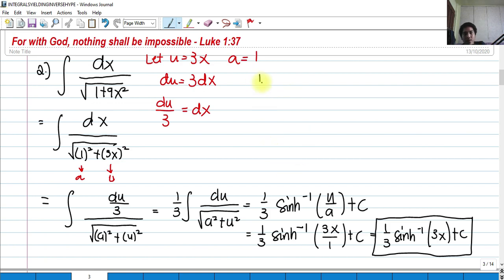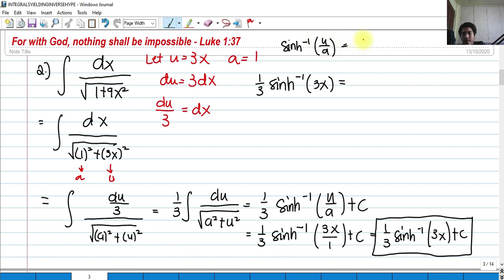If we want to convert 1/3 inverse hyperbolic sine of 3x into the natural logarithm, what did I tell you? From the formula above, we have the inverse hyperbolic sine of u all over a.